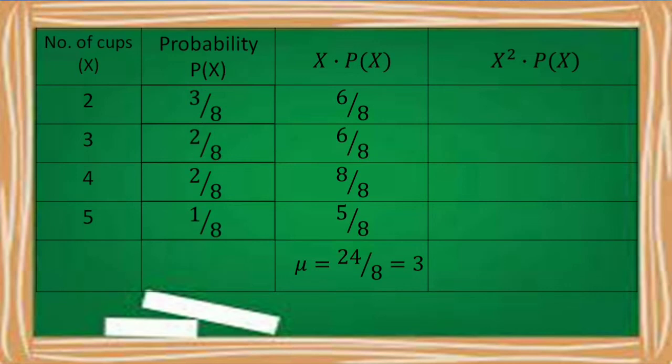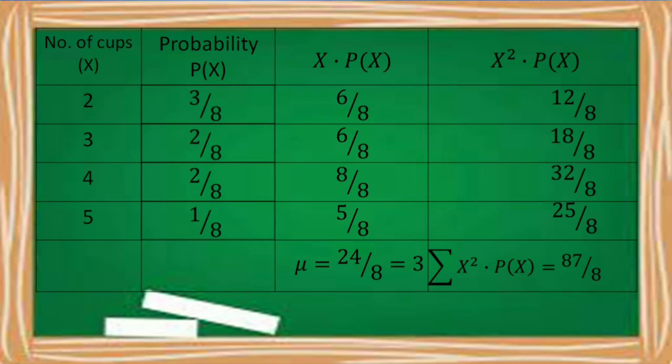Next, the last column is the product of x and x times p of x. So 2 times 6 over 8 is 12 over 8. 3 times 6 over 8 is 18 over 8. 4 times 8 over 8 is 32 over 8. 5 times 5 over 8 is 25 over 8. Then add all the products, we have 87 over 8 as the sum of the product of x squared times p of x.